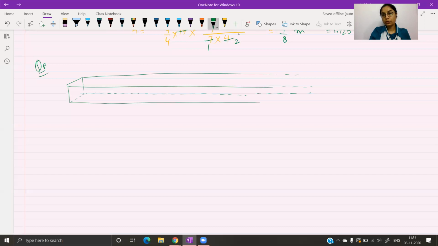So I'm not showing the whole portion here. And this is given a depth of 1.5 meters. The width is given as 6 meters. And the speed at which the water is flowing through this canal is given as 10 kilometers per hour.